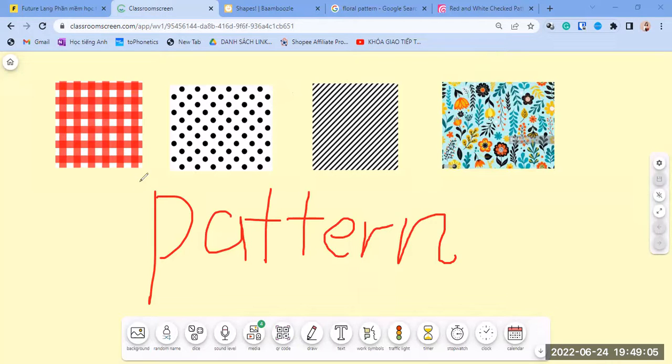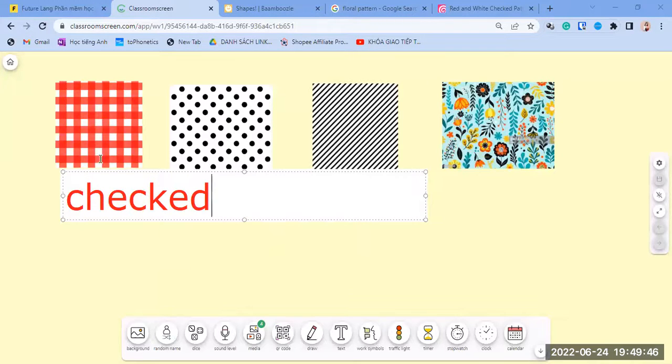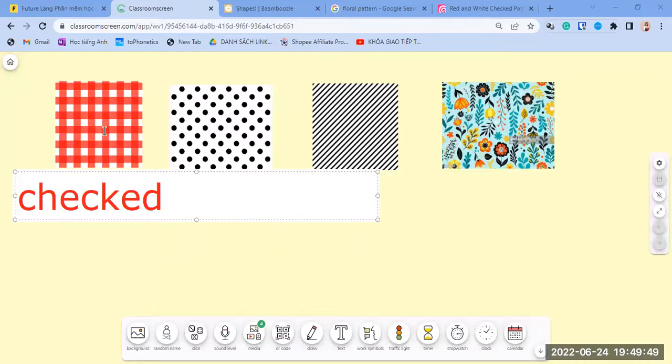Okay. There's something like this, patterns. In Vietnamese we say hoa tiết. Can you see? And we have four types of patterns here. The first one, look at this. We call it checked. Let's spell it. C-H-E-C-K-E-D. Checked. The first pattern. This is checked.